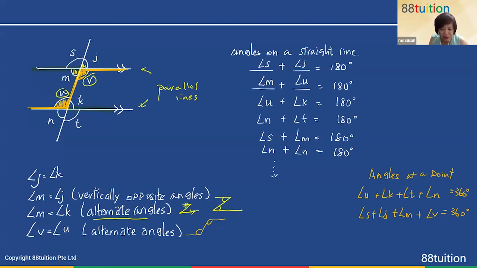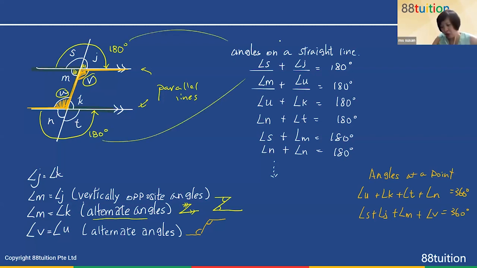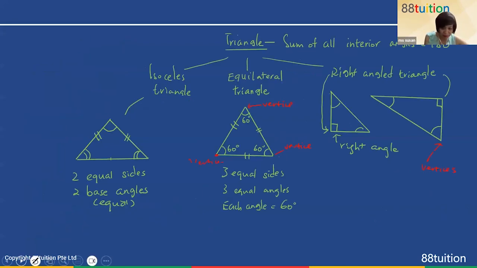From here we can further develop into angles on a straight line. S plus J, these two angles add up to be 180 degrees. Also N plus T adds up to be 180 degrees. So this is angles on a straight line. You can also develop angles at a point by using angles S, J, V, M, which add up to be 360 degrees. That's what we covered last week.